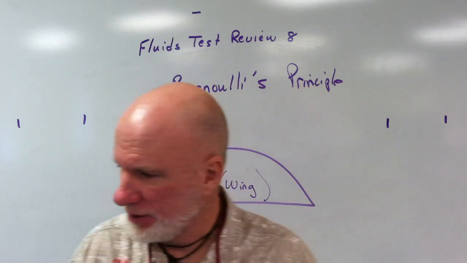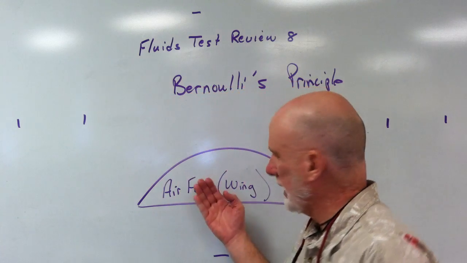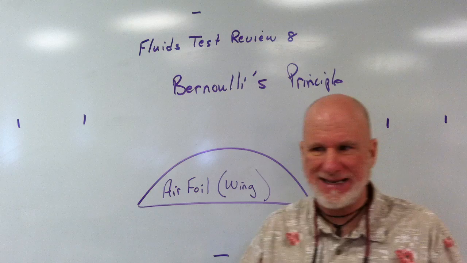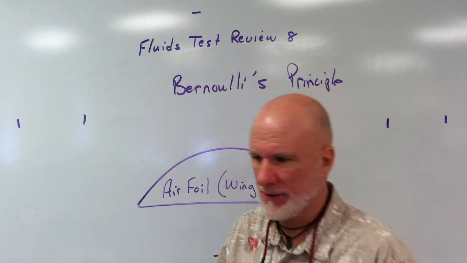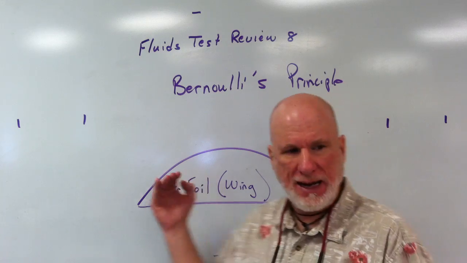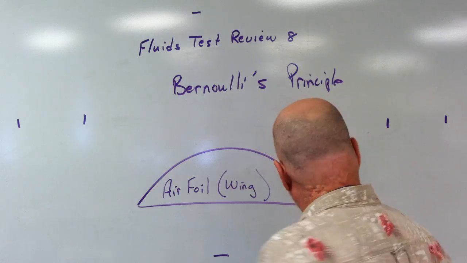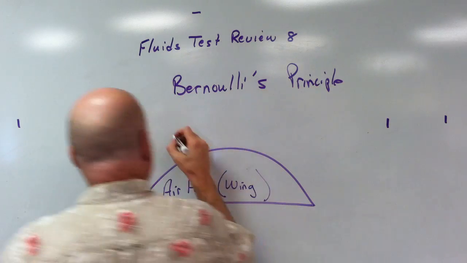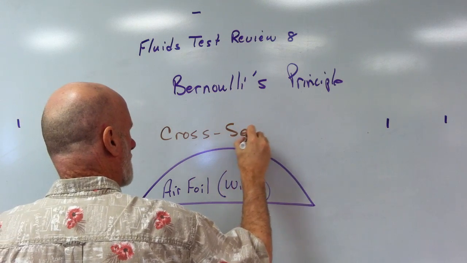All right, I want to talk about Bernoulli's principle. This is a wing called an airfoil. An airfoil is just a fancy way of saying an airplane wing. It's coming straight out of the board. And this drawing is called a cross-section.